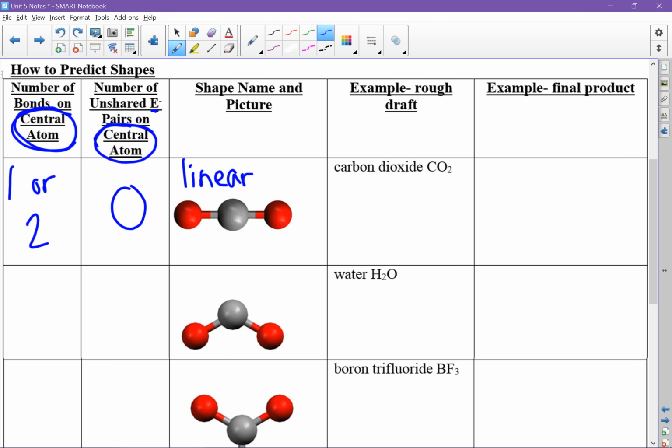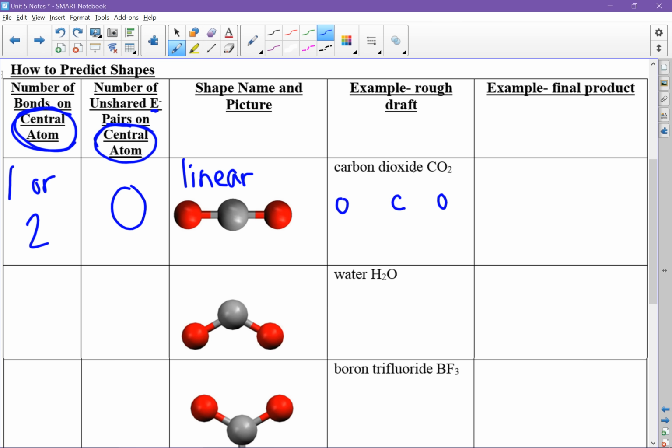So we're going to do an example. We're going to do carbon dioxide and see if we can draw it in a linear shape. So this is what we just learned back on the previous page. If you need a little bit of help, you can go back to that video also. Remember, when we do this, the middle thing is what's listed first. So carbon in the middle, oxygen on each side.